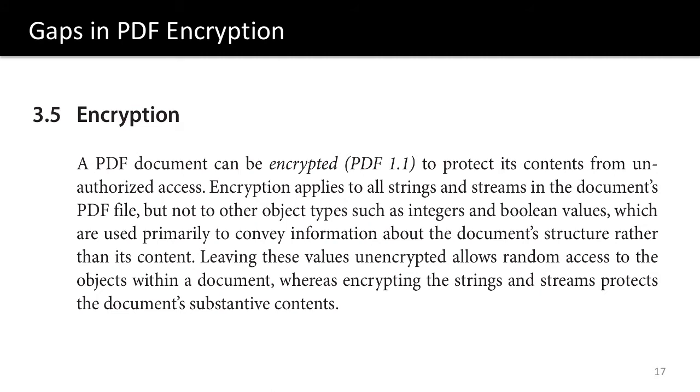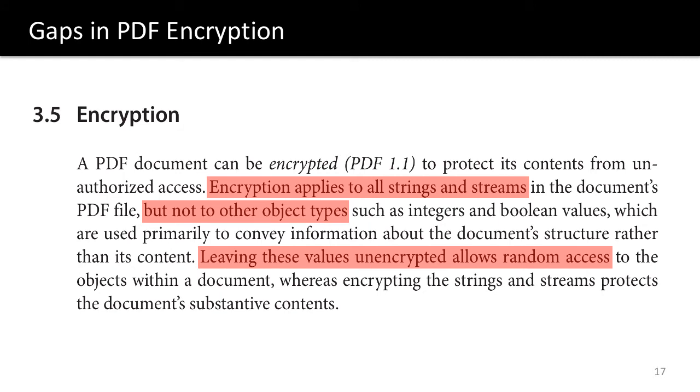Let's have a look at the standard. So the PDF standard says that all strings and streams are to be encrypted, but not other object types such as integers or Boolean values. The reason for this is efficiency. So random access to all objects in a document, even in encrypted documents, is to be granted. Okay, fair enough. So what does that mean in practice?